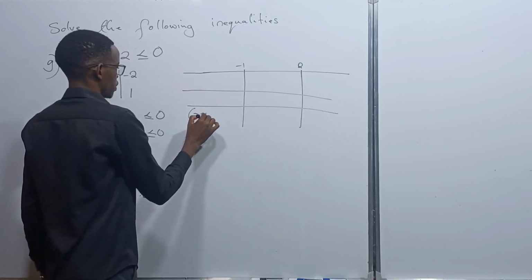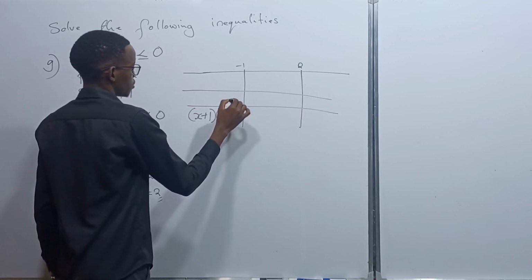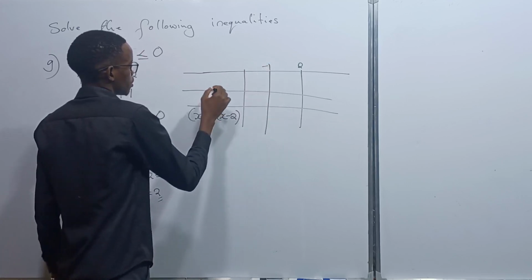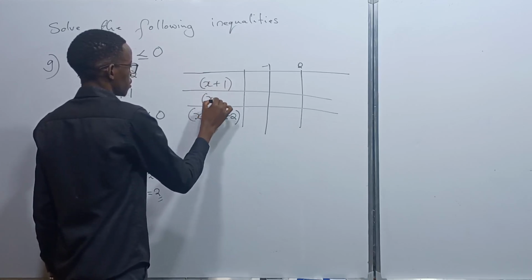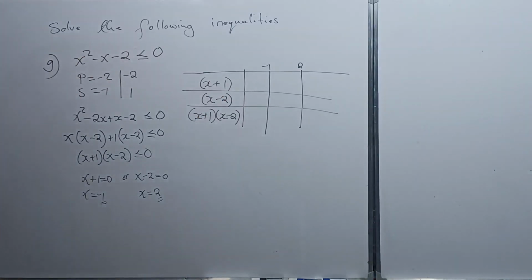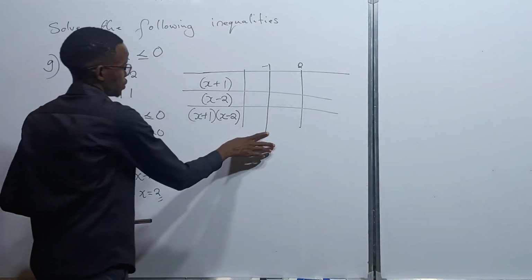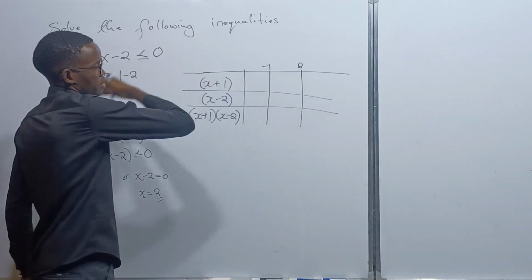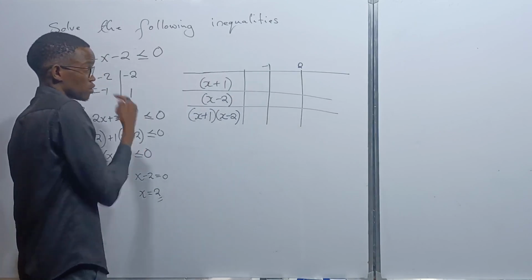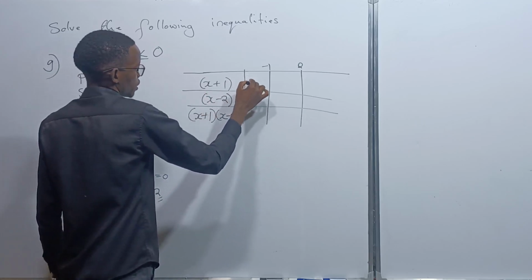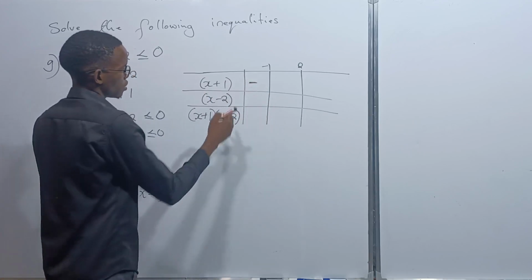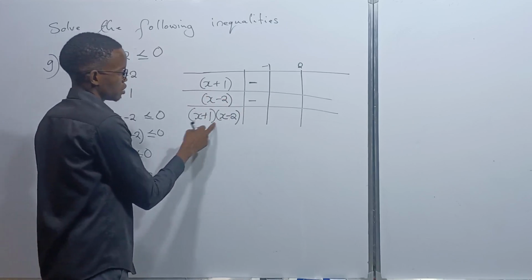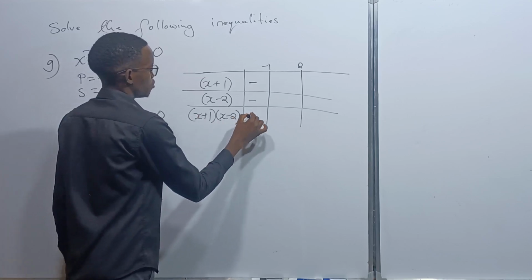So we have x plus 1 and x minus 2 here. Now let us test these with values and see which region we are more interested in for the inequality. For numbers less than -1, we pick -2. Then x plus 1 gives -1, a negative number, and x minus 2 gives -4, also negative. Negative times negative is positive.